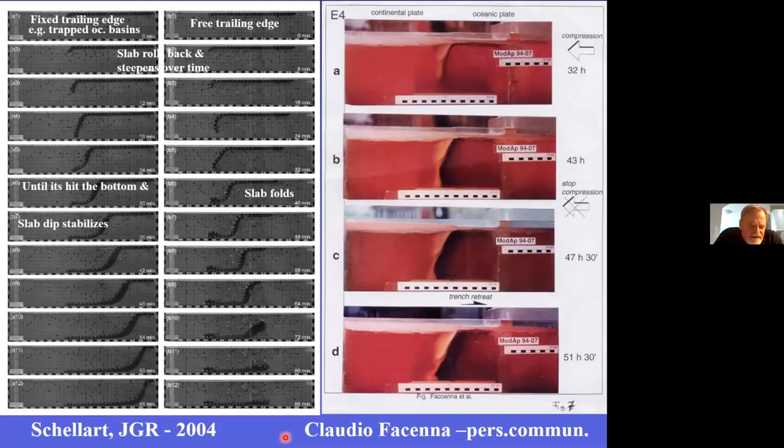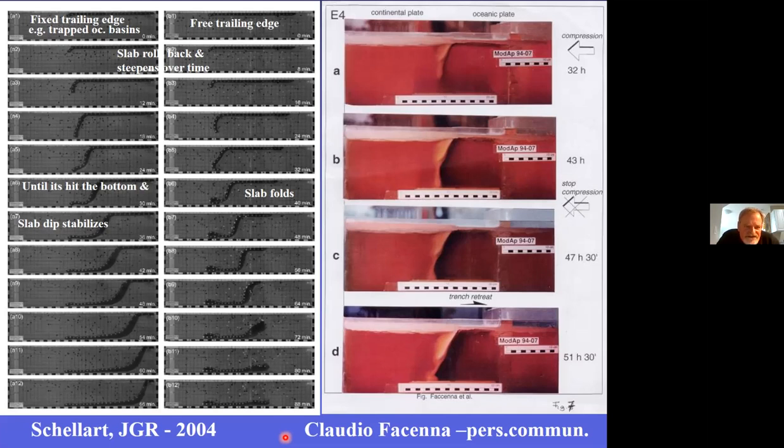So the experiments of Wouter Schellart are of two different types. One of them is a fixed trailing margin. And you could imagine that that is what's happening in the Mediterranean today. In the Mediterranean, Africa has collided with Europe on the western side. And on the eastern side, through Arabia, it has also collided with Europe, but there is a lot of Mediterranean oceanic lithosphere preserved in between. And the only way for that to keep subducting is with a fixed margin, which is not moving. And so basically the ocean is subducting by rolling back continuously, which is shown on the left-hand side.